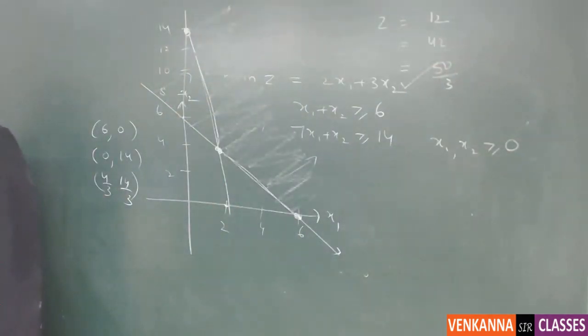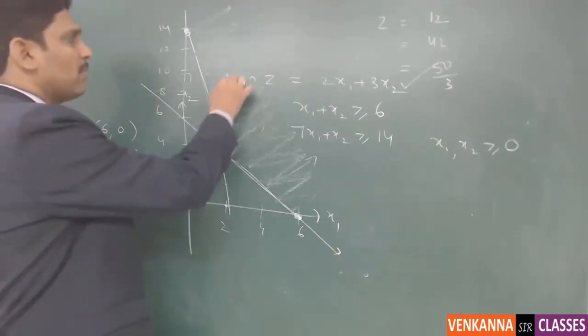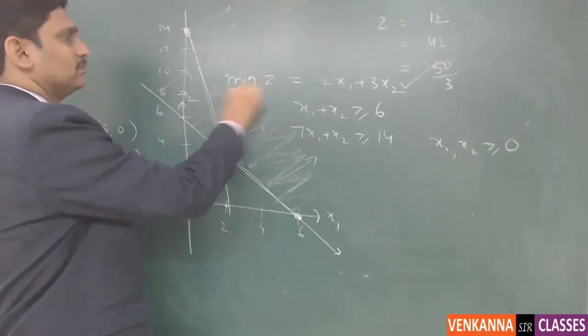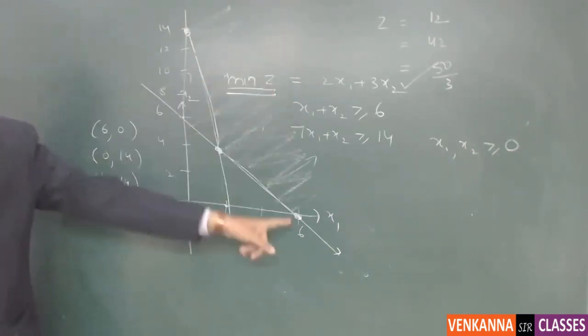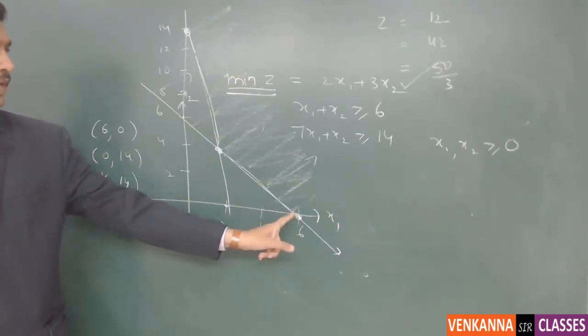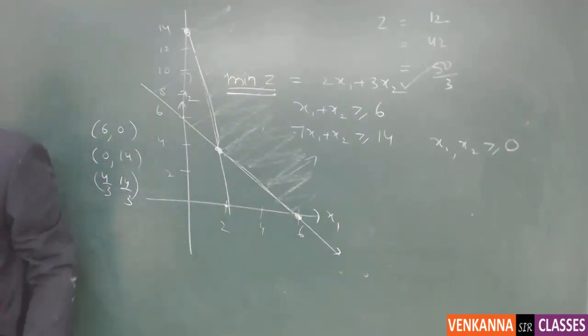So among which, since the objective is to take the minimum value of z, the minimum value is 12, taken here at 6, 0. Accepted? Right.